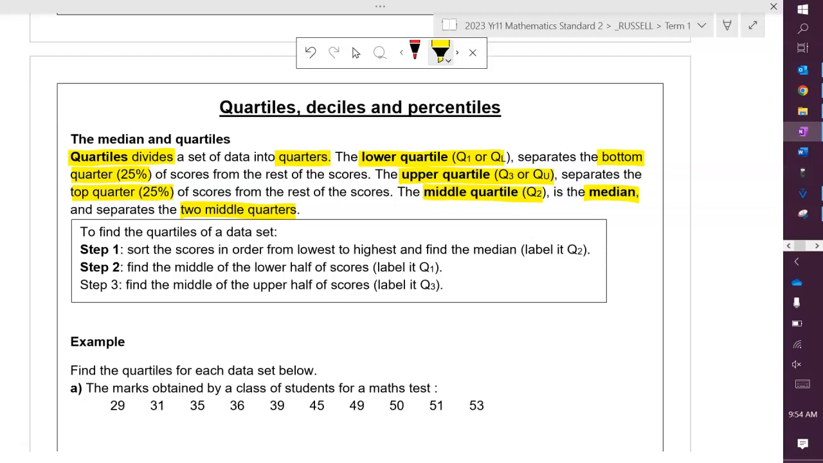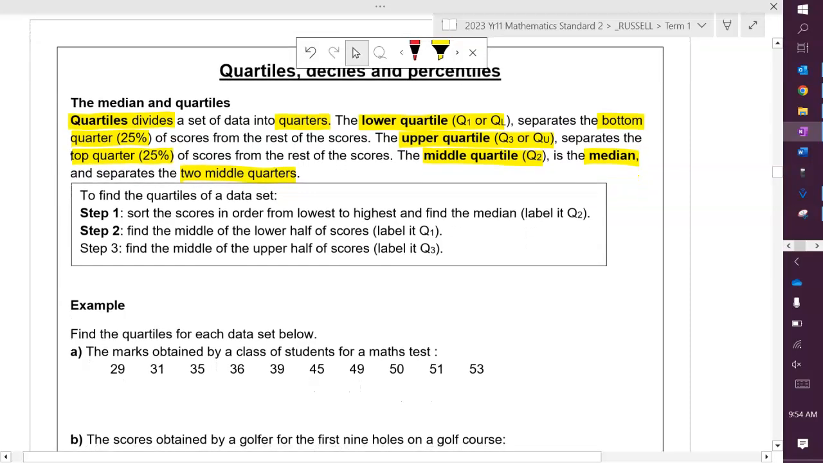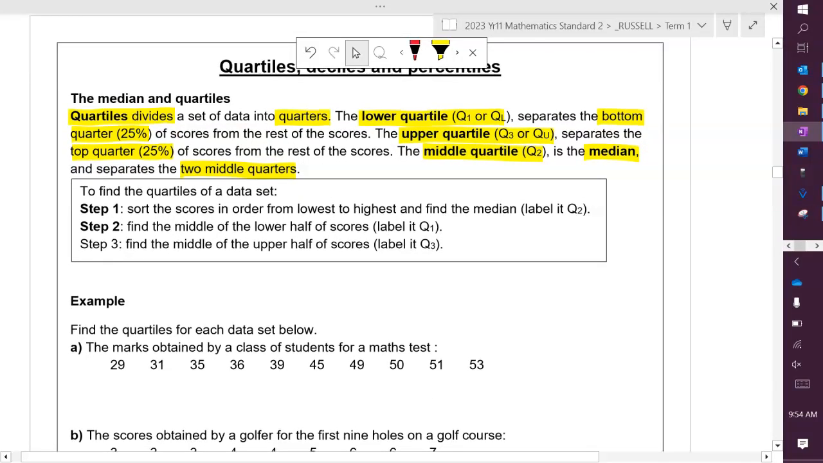So to find the quartiles of a set of data, you sort the scores in order from lowest to highest and find the median and label it. And then you find the middle of the lower half of scores, which is Q1, and then the middle of the upper half of scores, which is Q3.